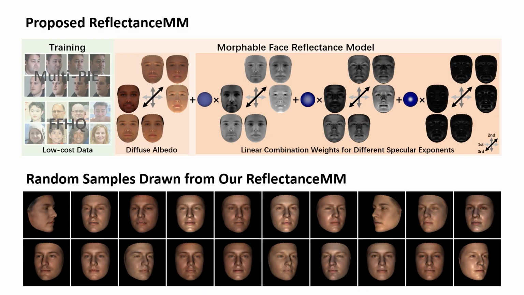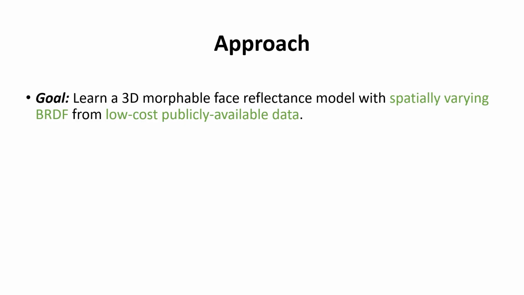In this paper, we propose Reflectance MM, the first 3D morphable face reflectance model with spatially varying BRDF and a technique to train the model with low-cost publicly available data. Here we show random samples drawn from our model. See the plausible facial specularities. Let's dive into the details of our work.